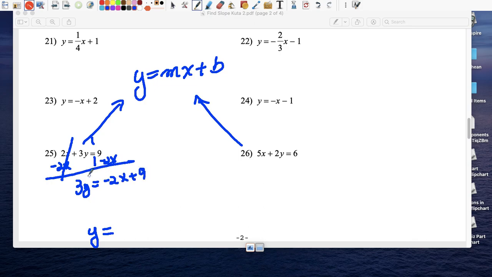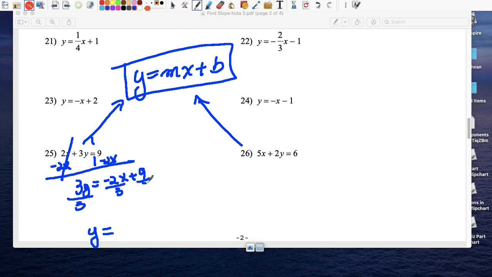Okay, so just already getting this in this format, where the slope comes first. Now, the second thing, we have to divide this by 3, which means I have to divide the other side by 3. Finally, my y is isolated. I just have y by itself. And then my slope is negative 2/3 x plus, and instead of writing 9/3, I'm just going to write 3. So what's my slope? The slope for 25 is negative 2/3.